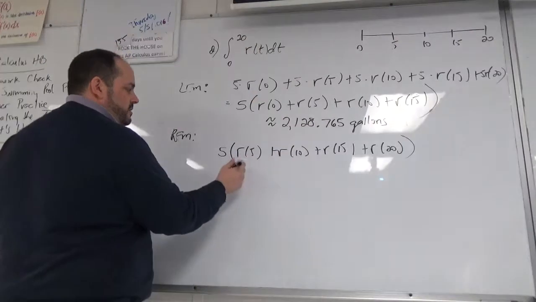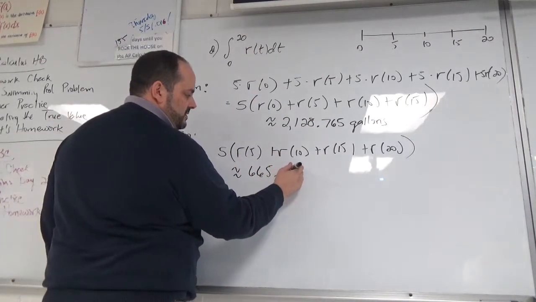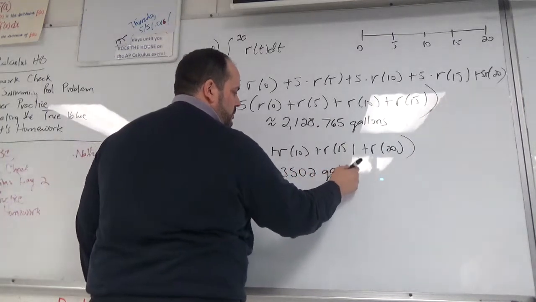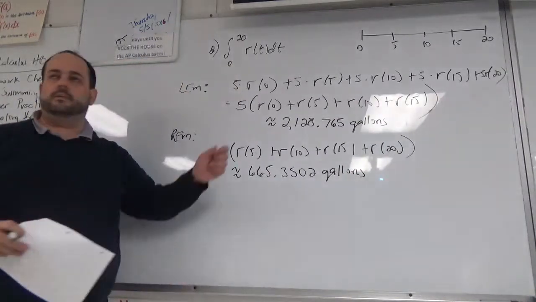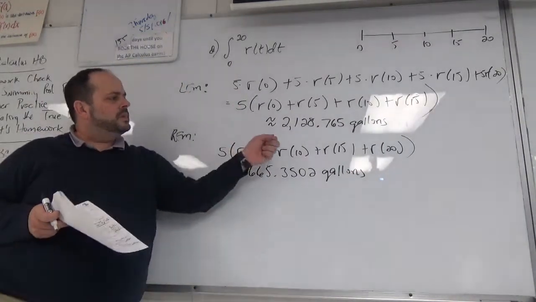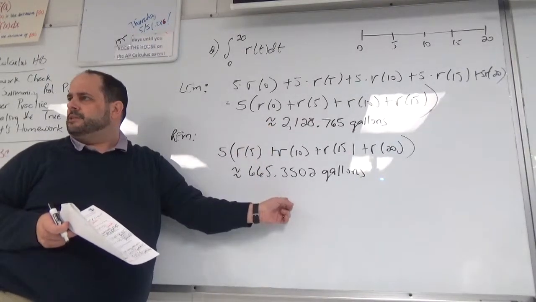Noemi, what'd you get for your numerical value? 665.3502 gallons. And everybody's good? Okay, so here's the question. Overestimate or underestimate?